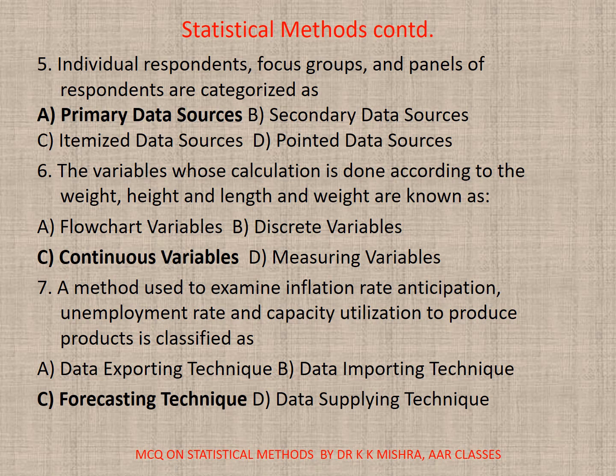6. The variables whose calculation is done according to the weight, height and length are known as A. Flowchart variables, B. Discrete variables, C. Continuous variables, D. Measuring variables. Correct option is C.